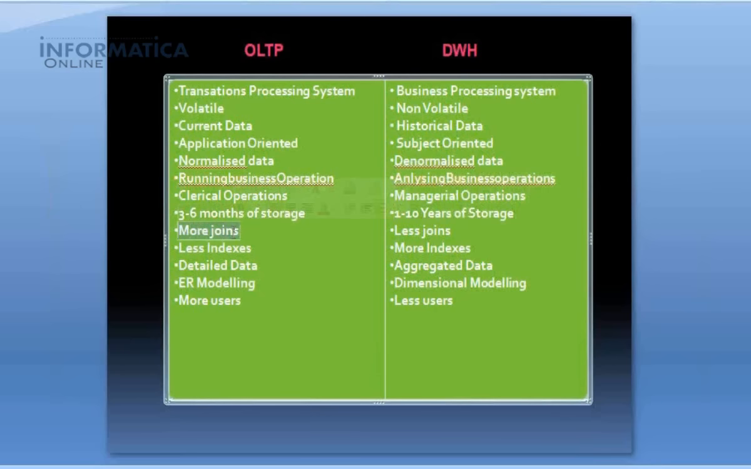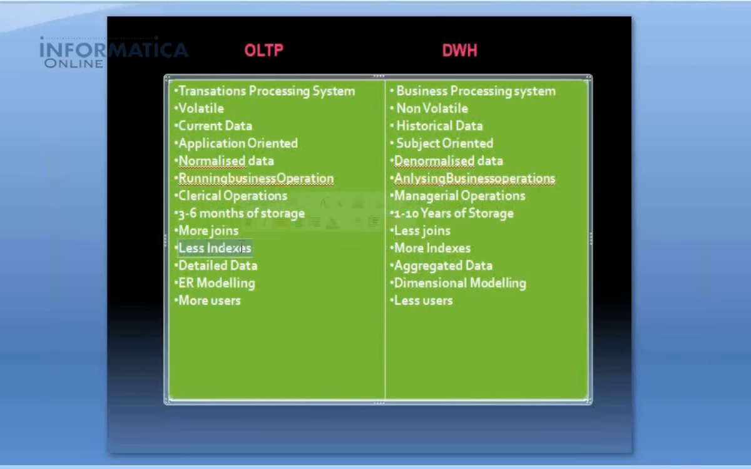More joins are required in order to get the data from the OLTP system, because we have more tables in the OLTP. Since the normalization technique is applied here, more tables are present and more joins are used. In the data warehouse, fewer joins are used, because fewer tables are present as we are denormalizing.